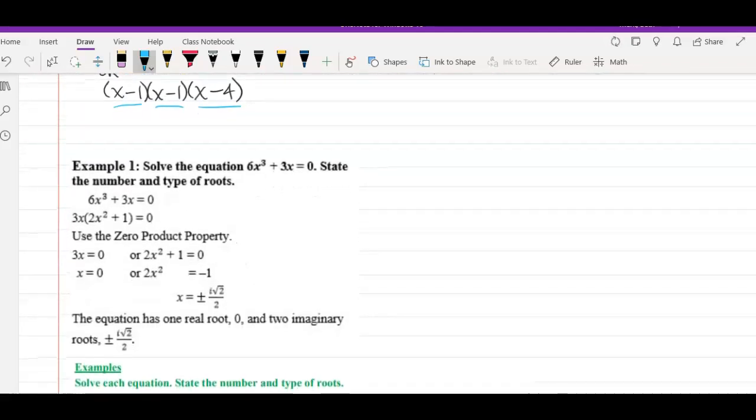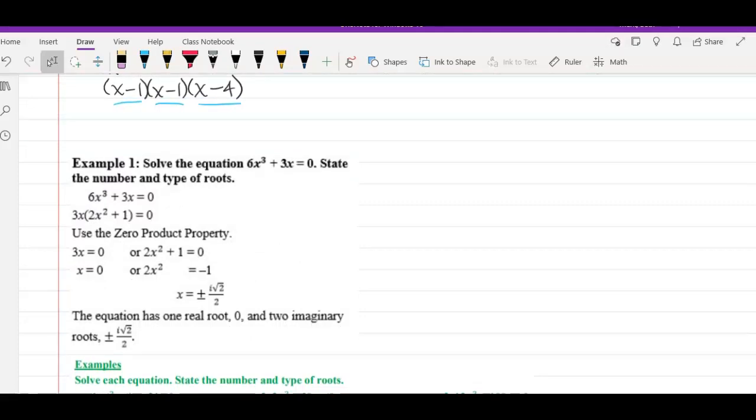Alright, so let's solve an equation and state the number and type of roots. So the first method that we can use is just finding that greatest common factor, pulling it out, and then using the zero product property. Notice that I looked at 6x cubed and 3x, and I said, okay, well, what do they have in common? They have a greatest common factor of 3x. When we factor that out, this is what we're left with.